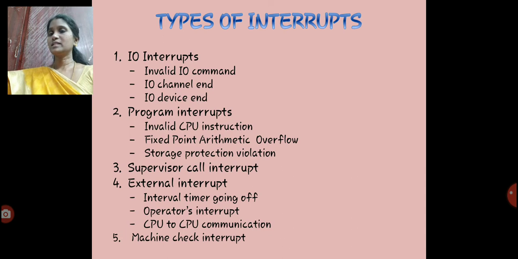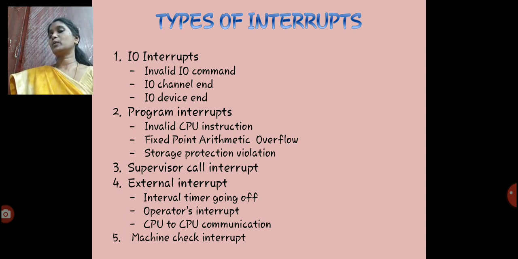Here we see the types of interrupts. There are many types of interrupts, and here we see 5 types. The first type is IO interrupt, which has various subtypes. An invalid IO command is an IO interrupt. Then IO channel end, when the IO channel is over, we encounter this interrupt. Then IO device end, when there is no sufficient IO device, this IO interrupt will occur.